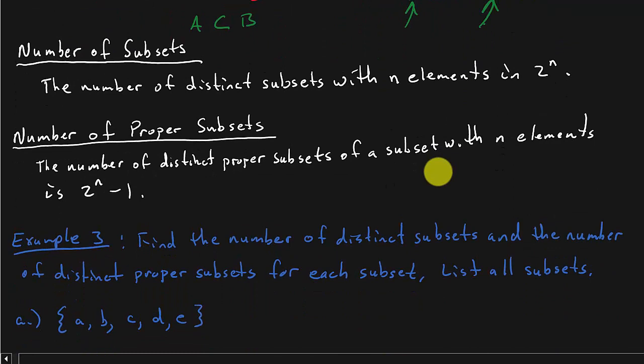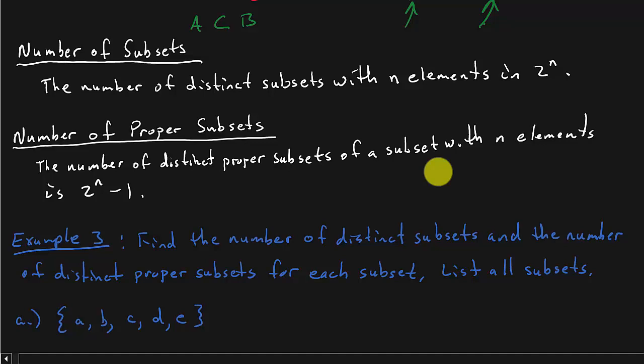All right, so what about the number of subsets? The number of distinct subsets of a set with n elements is 2 to the n, and the number of distinct proper subsets of a set with n elements is 2 to the n minus 1.